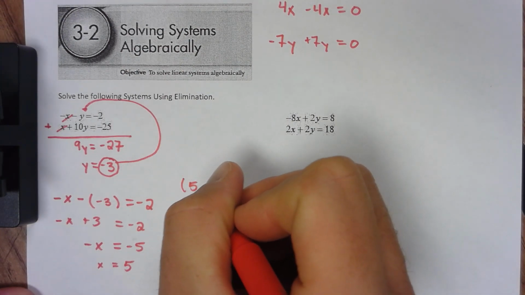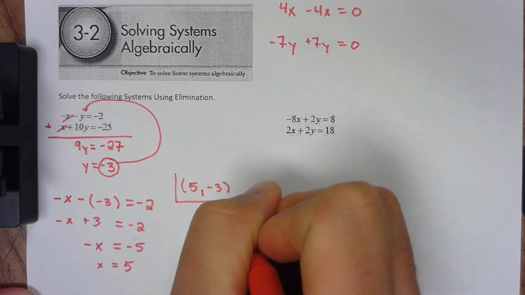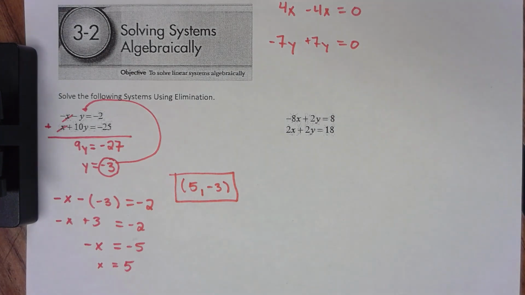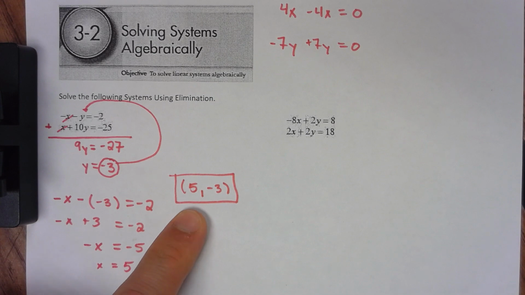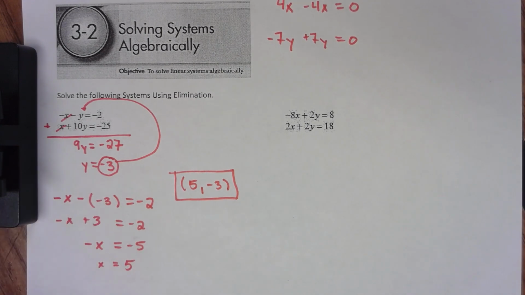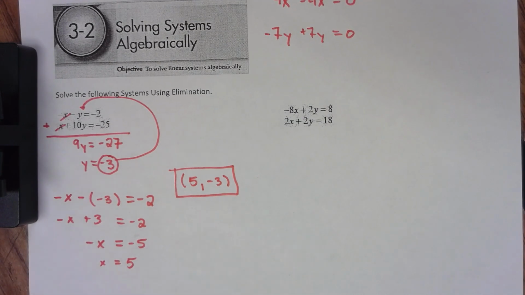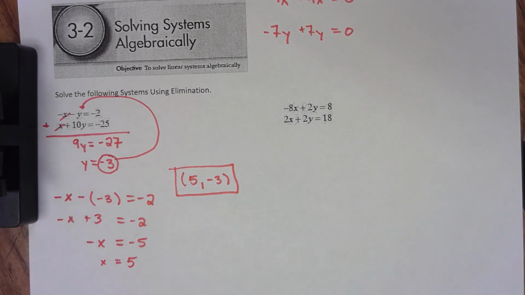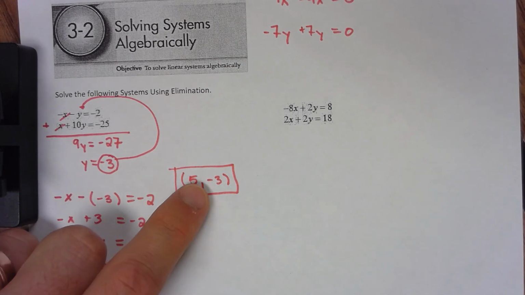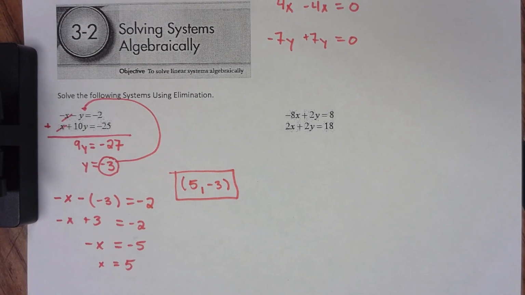And so our solution is 5, negative 3. And again, I'm always going to prefer that we give our answer as an ordered pair, as an x comma y, because that's what our solution represents, where the lines intersect as a coordinate or as an xy pair. I wouldn't count it wrong necessarily if you had x is 5 and y is negative 3, but this is a little bit more relevant to what our solution represents.